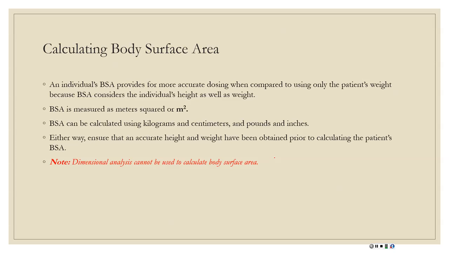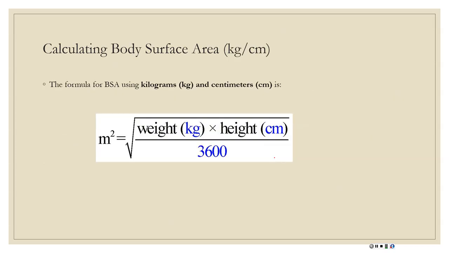Okay, so we're going to start on some body surface area problems. So body surface area, whether we identify body surface area from weight in pounds and height in inches, or whether we use kilograms and centimeters, we are always solving for meters squared. So meters squared is that body surface area. There's 2 different formulas for this, and I'm going to go through both formulas.